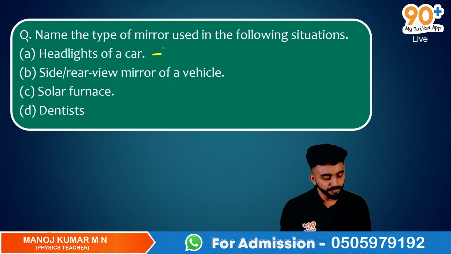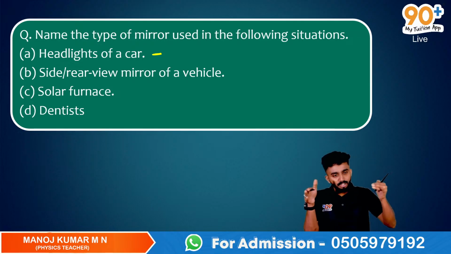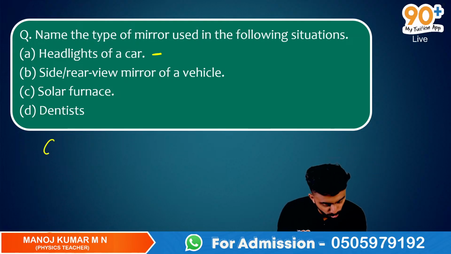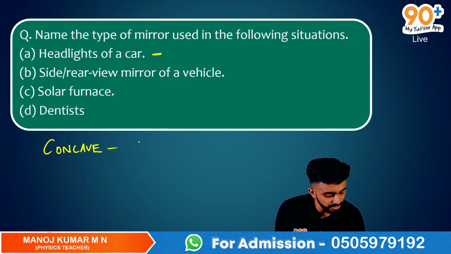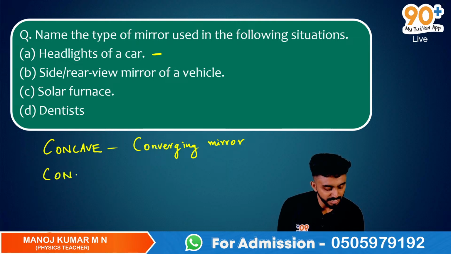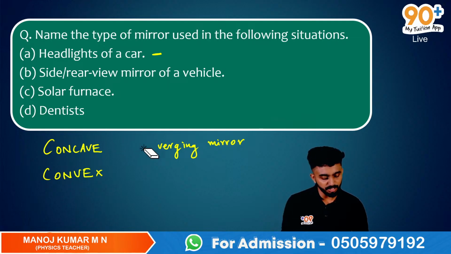Headlights of a car. What kind of mirror, guys? Headlights of a car should converge all the light rays, right? So keep this in mind if you don't know. A concave mirror is termed as a converging mirror. Whereas a convex mirror, don't write just concave and convex, write mirror as well, or else you will get confused.